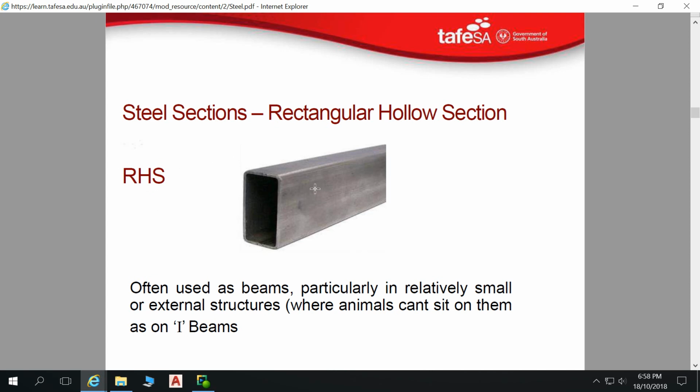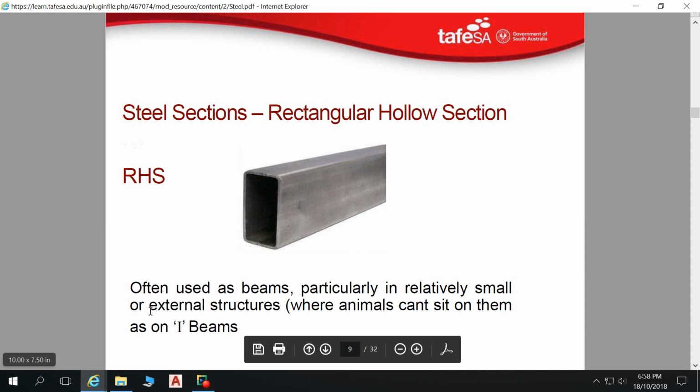Then RHS, as you mentioned earlier, RHS is a word which is used for just about everything, but it actually refers to rectangular hollow sections. So when it's deeper than it is wider, then it's a rectangle. Or when the cross section is of a rectangular shape, then it's an RHS. So often used as beams, particularly in relatively small or external construction, where animals can't sit on them, as on I-beams.